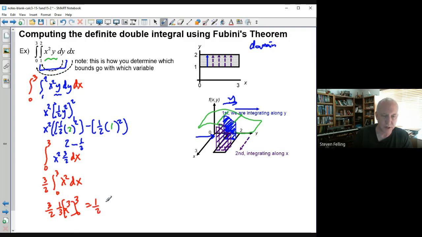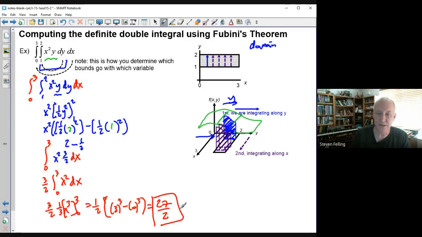And I have to take 3 cubed minus 0 cubed from the fundamental theorem of calculus. So 3 cubed is 27, over 2. So we have 27 over 2, and that's the answer. What that numerically means is that's how many cubic units of volume there are underneath this whole object, from the surface down to the place in the domain down there, okay?